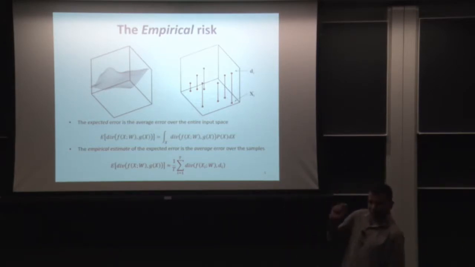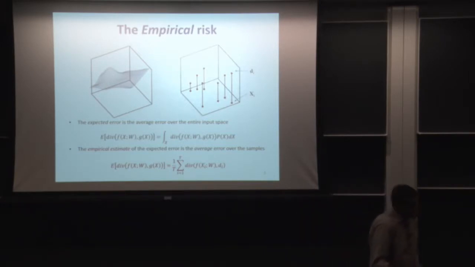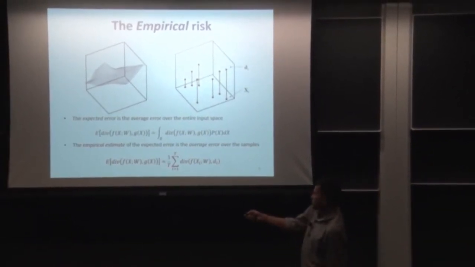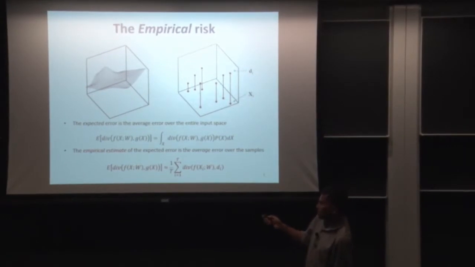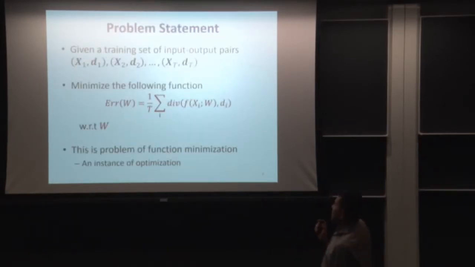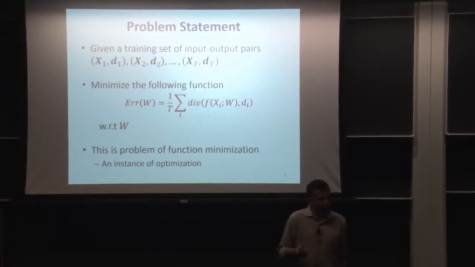And anyway, what we really do is compute the average divergence over all of our training samples. This is our empirical expected error, or empirical risk. And what we actually do is minimize this empirical risk in order to estimate this function. So the overall setup was, given a collection of input-output pairs, we compute the empirical average of the error on the entire training data and estimate the weights to minimize this. So here's the overall problem statement. This is a problem of function minimization, an instance of optimization. This is where we left off in the last class.